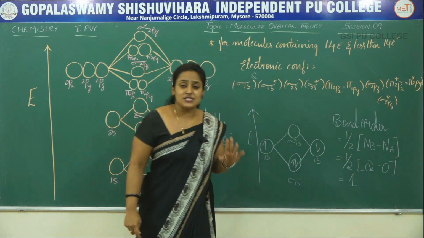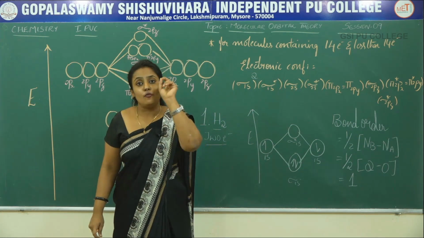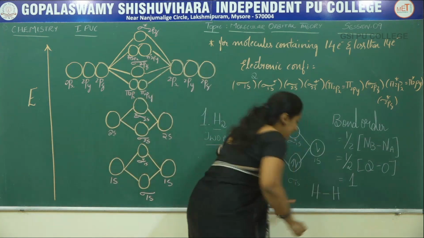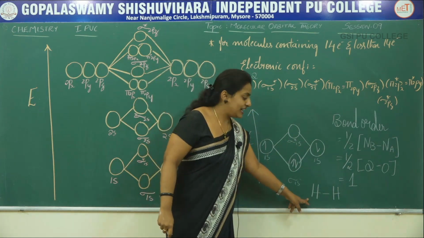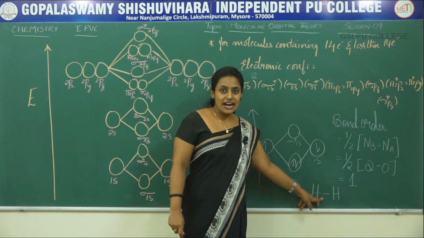If the bond order is 1, that means between 2 hydrogen atoms there is only one bond present. That is, like this the hydrogen molecule exists. That is, one bond is present between the 2 hydrogen atoms.